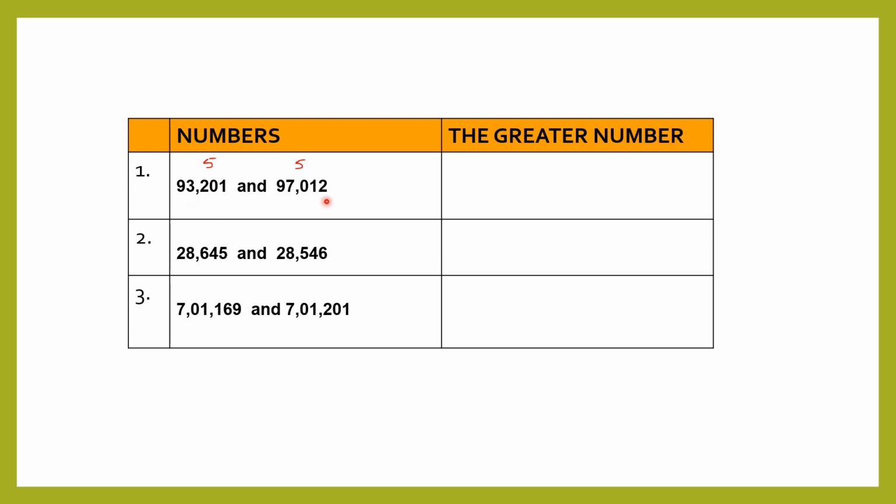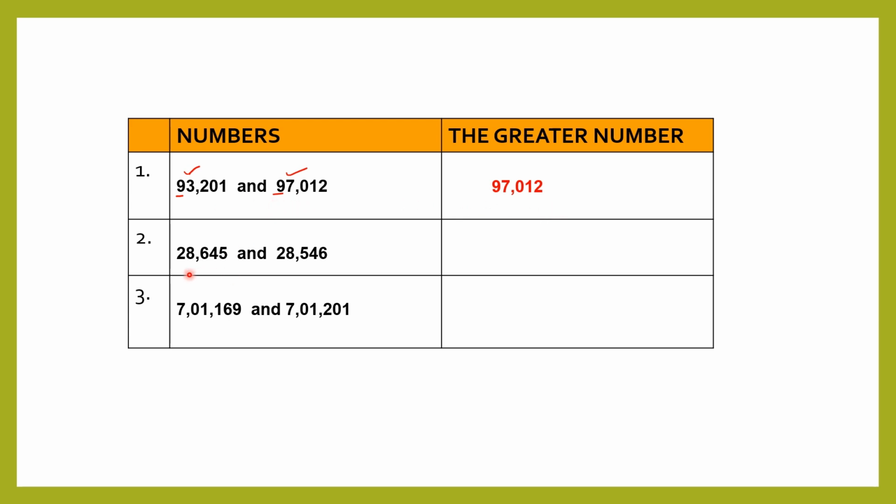If the number of digits is the same, then the next thing to do is look at the digit on the extreme left. So here on the extreme left we have 9. Here also on the extreme left we have 9. So both the numbers are 9 here. That means we should go to the next digit. And the next digit is 3 and here the next digit is 7. So which is the greater one? 7 is greater. That means 97,012 is the greater number.